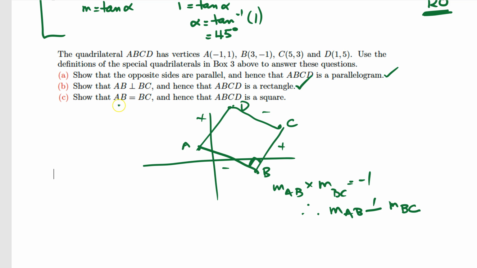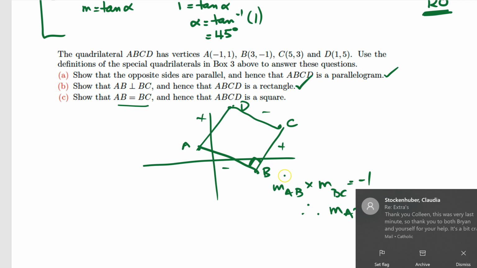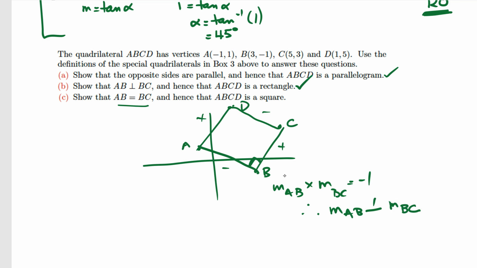And finally it says show that the length of AB equals the length of BC. So that's our distance formula there. So when we show that that length equals that length, the parallelogram with a right angle and with two adjacent sides the same length must be a square.